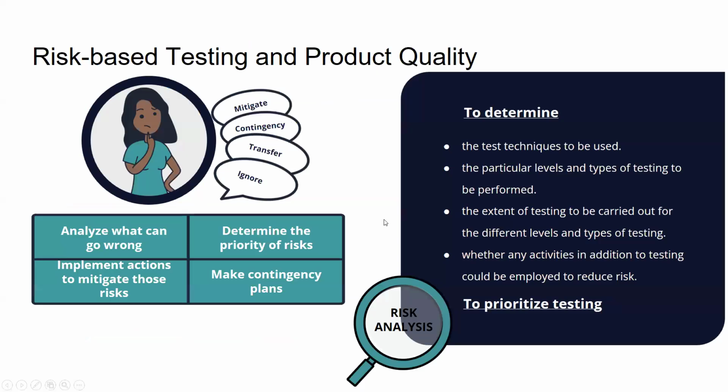So based on this, we are focusing on risk-based testing and product quality. Previously also you guys discussed, based on this risk, we have to determine what kind of testing we are going to do. Based on the risk, we will determine the test techniques to be used, particular levels of testing to be done, extent of testing, whether any activities in addition to testing could be employed to reduce the risk, and how we can prioritize the testing. Those kind of things we have to determine based on the risk factors that we identify when we start the project. Okay.